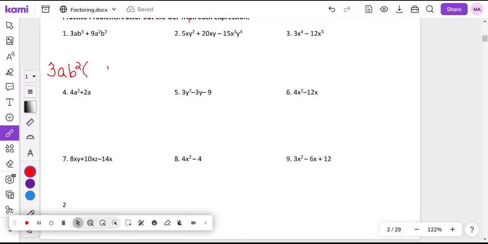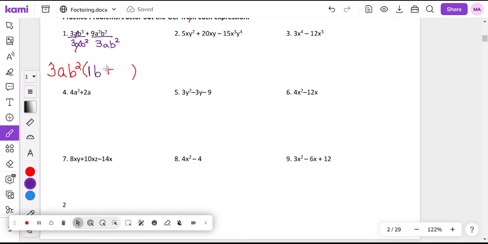Now I like to set up my parentheses and bring down my signs so I don't forget anything. And I'm now going to divide each of these terms. You can either write this out like I'm doing it, or you can do it in your head. Some people are good to just do it in their head. But 3 divided by 3 is 1. A over A cancels. B cubed over B squared, you subtract those exponents, and you get B.